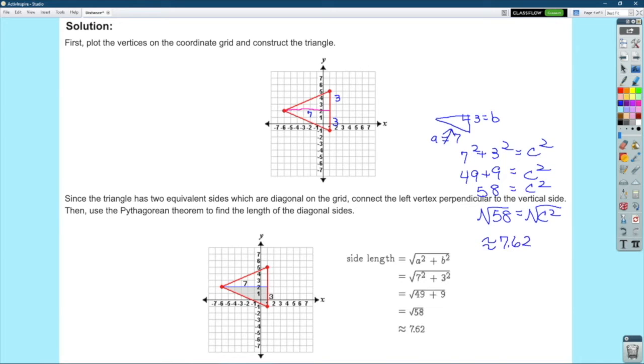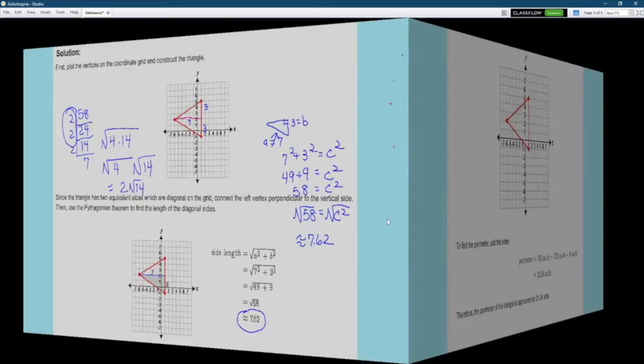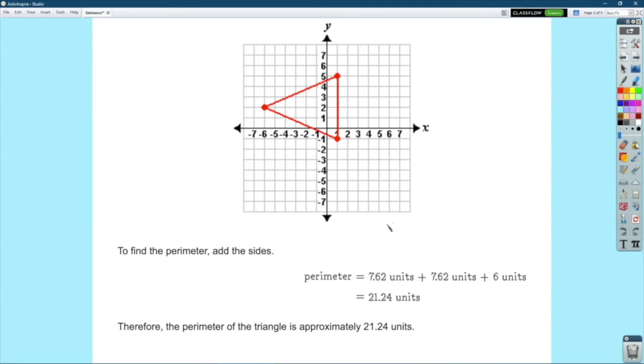So this side right here is going to be the square root of 58, or 7.62. So to find the perimeter, we add the sides. We discovered that the sides were approximately 7.62, 7.62, and then this measurement right here was 6. So we go ahead and add those, and we get this answer here.